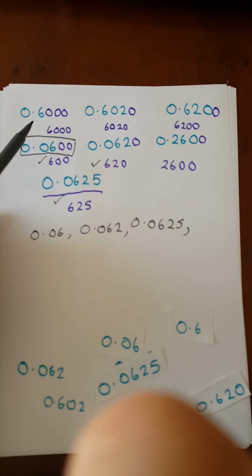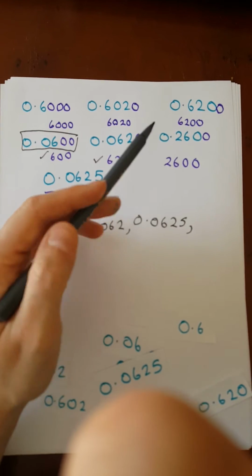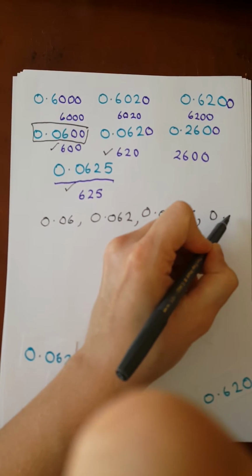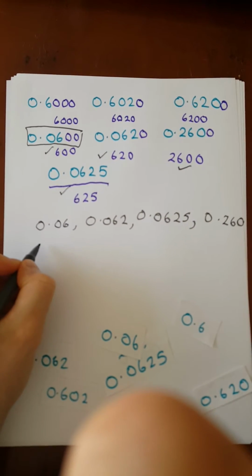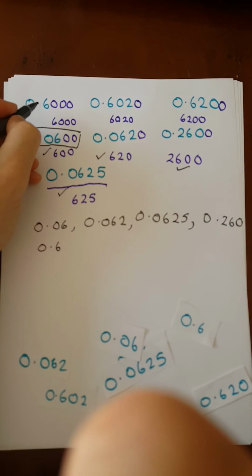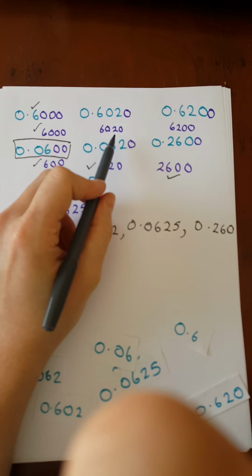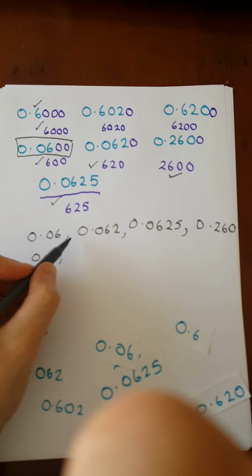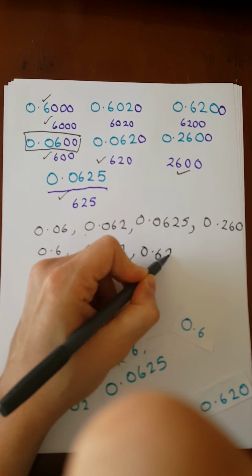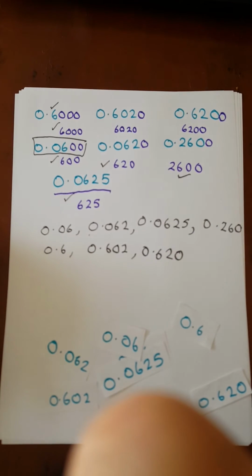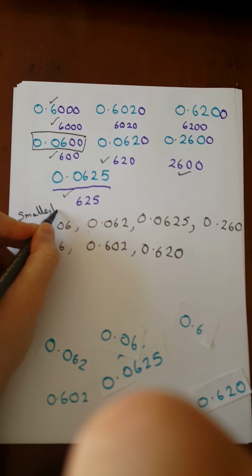Okay, so now we're going to look at the thousands. These are all 6,000, but we've got a smaller one before that, so we've got 0.260 first, and that one's done. And then we've got 0.6, which is this one. And then 6,020 is smaller than 6,200, so we'd write 0.602 and 0.620. And there you have it, job done, in order going from smallest to largest.